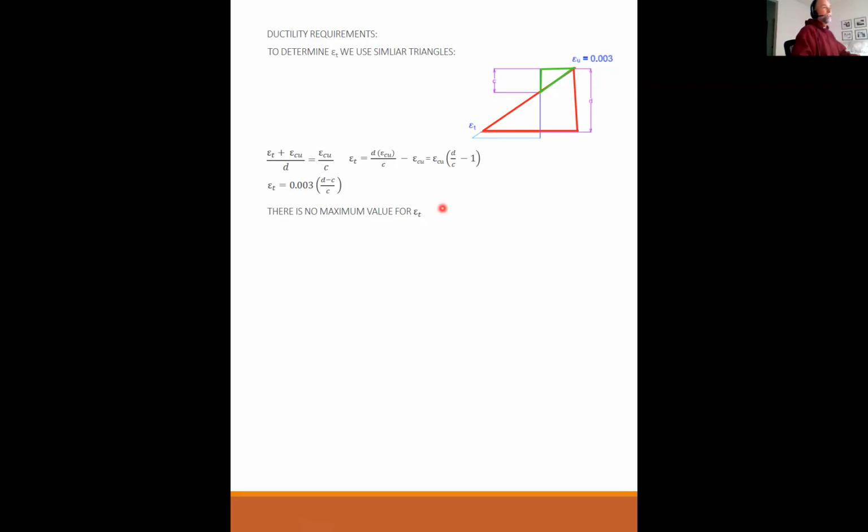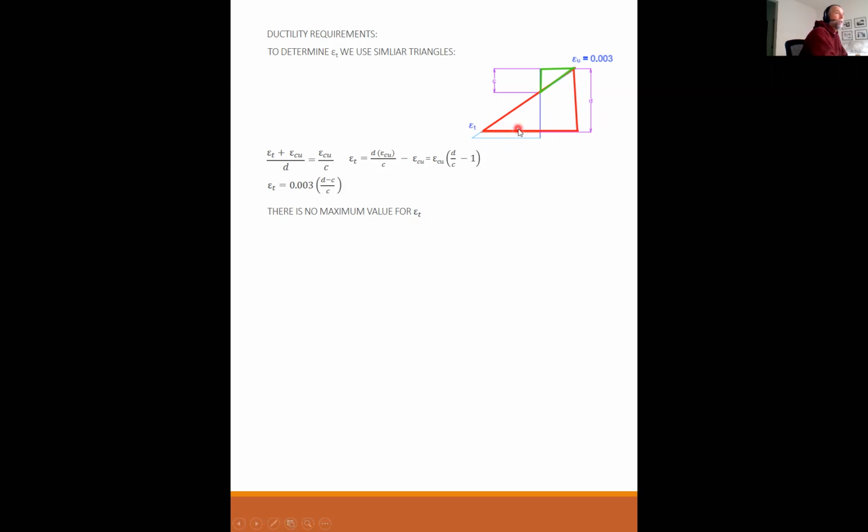Concrete is not the most consistent stuff in the world, but I'm trying to make this more consistent. So by all means, please ask me questions about things like that. But in this case, this and this are equivalent. They're the same number. So here's our value. And there is, by code, no maximum value for epsilon sub T.